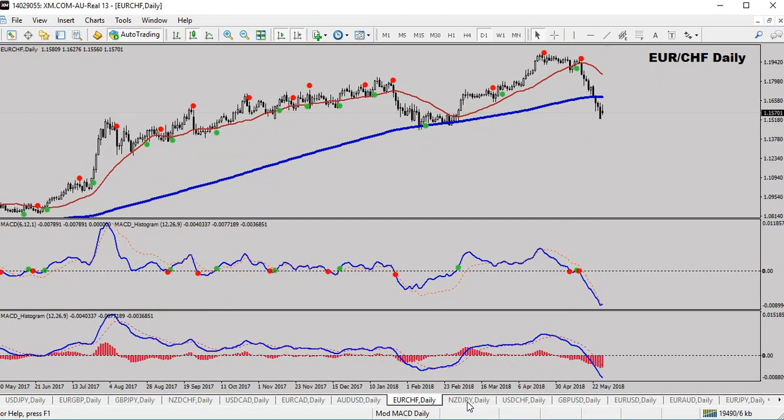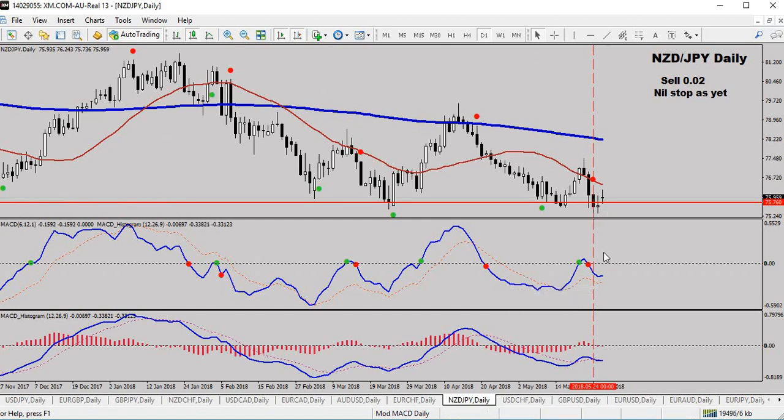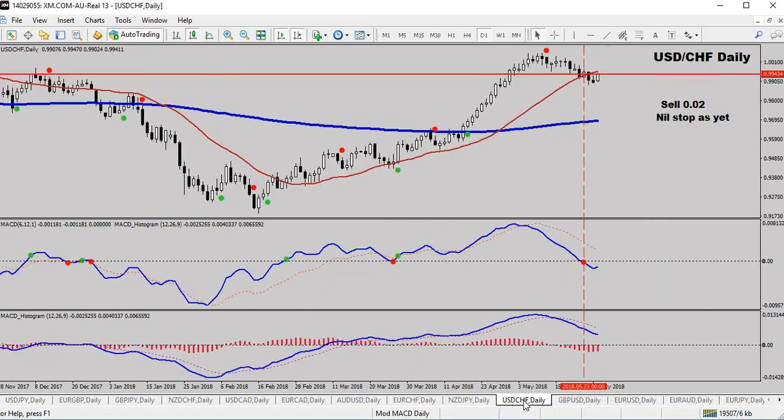Euro Swiss franc heading down. New Zealand Japanese yen in a sell here from Friday by the looks. Not going that flash, going up, but it's a quiet day today, so we'll just wait and see. USD Swiss franc, I was in a sell here. That was going alright for a little while, but now it's stalled, so just wait and see. Again, you can see that through the zero level, and the MACD still rolling over nicely.